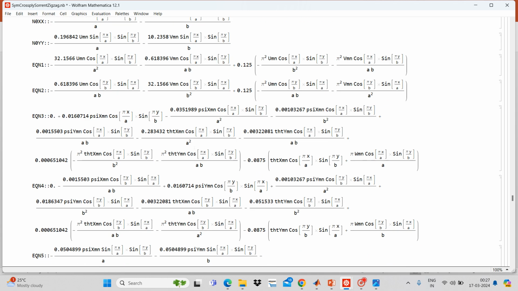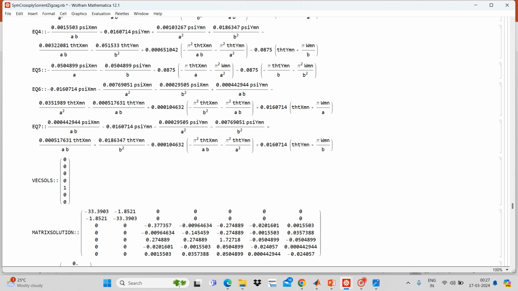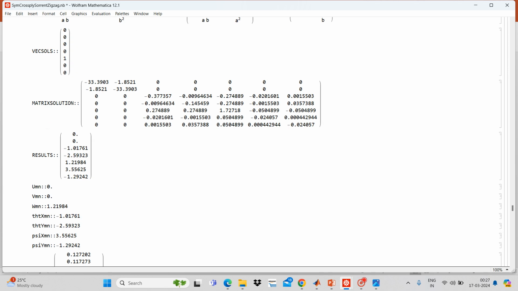Okay, then the equations I have just printed and the results we got. So it's a symmetric cross-ply. So we know that there is no stretching part, meaning no in-plane stretching. So U naught and V naught are 0.